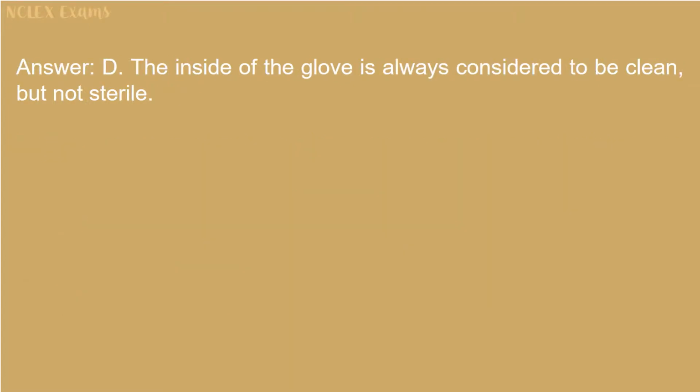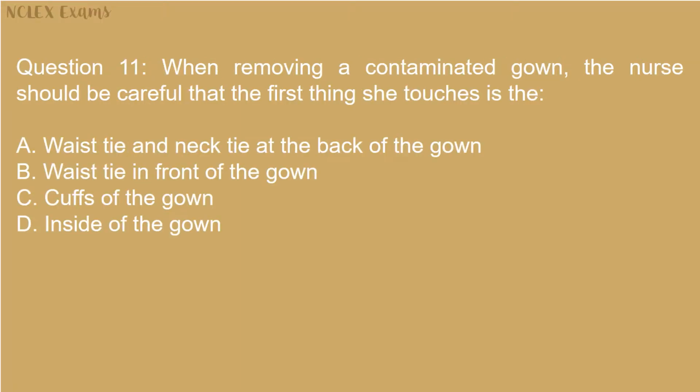Answer: D. The inside of the glove is always considered to be clean, but not sterile. Question 11. When removing a contaminated gown, the nurse should be careful that the first thing she touches is the: A. Waist tie and necktie at the back of the gown. B. Waist tie in front of the gown. C. Cuffs of the gown. D. Inside of the gown.